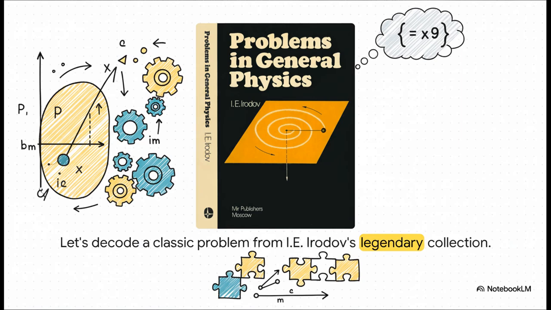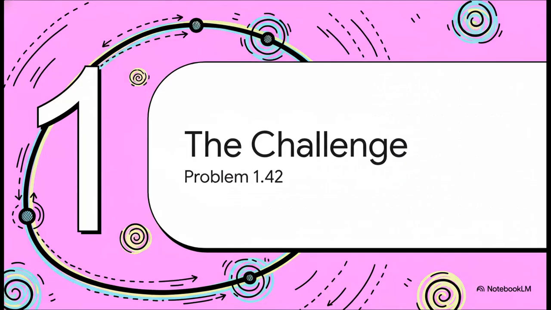If you've ever studied physics or engineering, you've probably heard the name Irodov. His book, Problems in General Physics, is famous, or maybe infamous, for its incredibly challenging problems. They're the kind that really force you to understand the fundamentals. Today, we're going to decode one of them together. The problem we're taking on is number 1.42, right from the kinematics section. And it's a real gem.